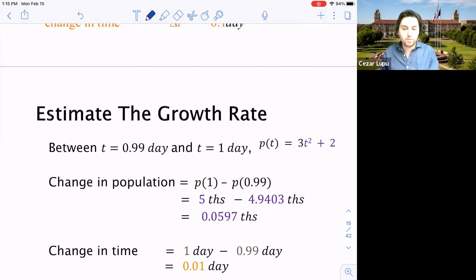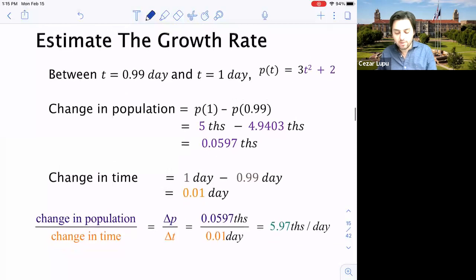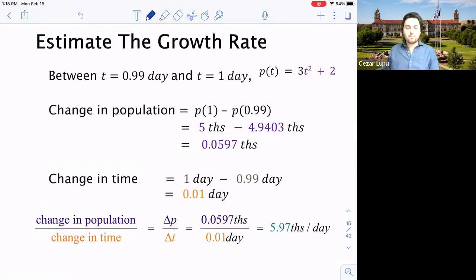And now the same thing we'd like to see for the change in time. So the change in time will be 1 day minus 0.99 days. So it will be something even closer to 0, sorry, 0.01. And now the same thing, the change in population over the change in time will be delta P over delta T. Delta P is 0.0597 over delta T, which is 0.01. And if you divide these two, this will give us 5.97 thousandths per day.